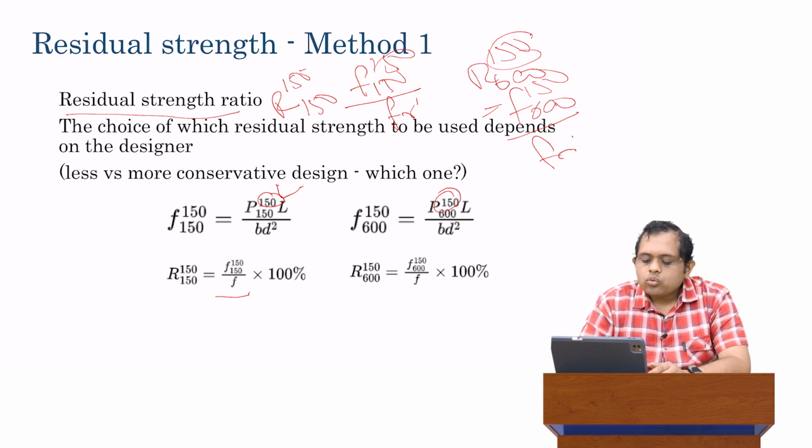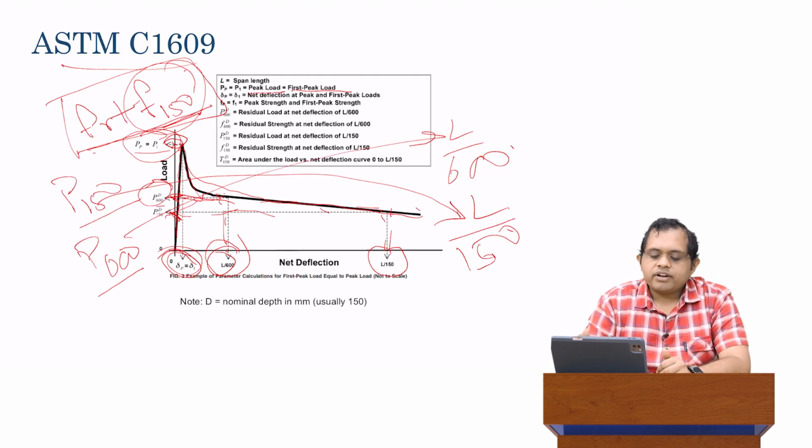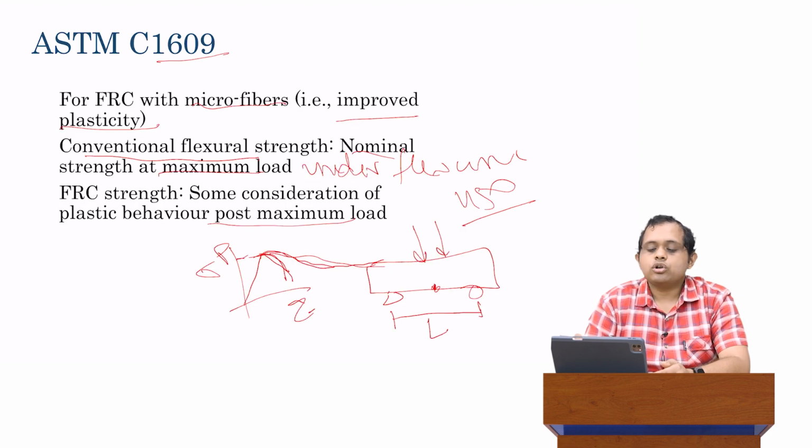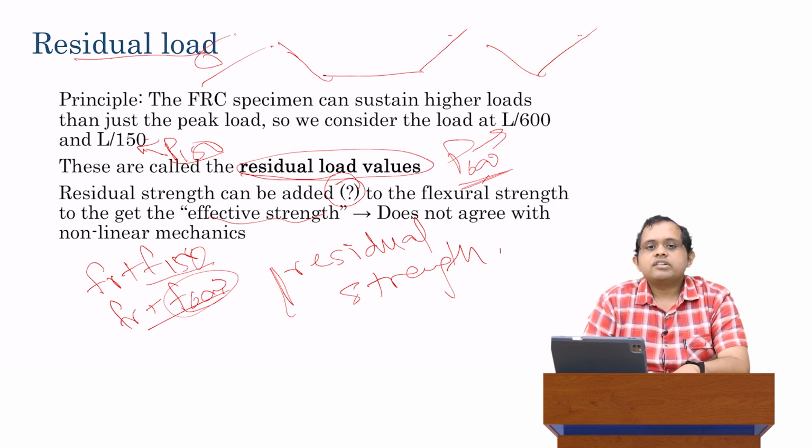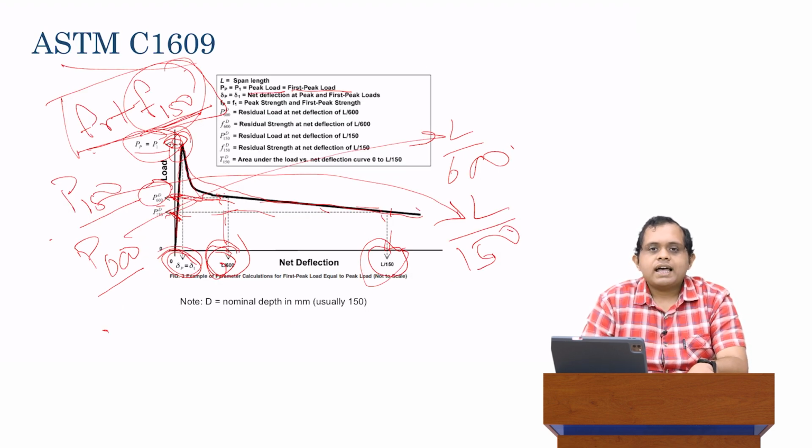Okay, so to summarize what we find from 1609, we experimentally derive this graph. From this graph, at L over 600 and L over 150, we can calculate P150 and P600. These are called the residual loads. The residual loads can then be converted to an equivalent strength, that's a nominal strength, and that gives us the residual strength. To the residual strength, we can add the flexural strength, which we get at the first peak load, and that gives us the effective strength.